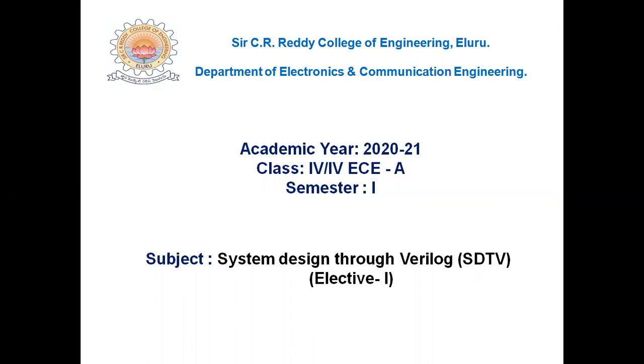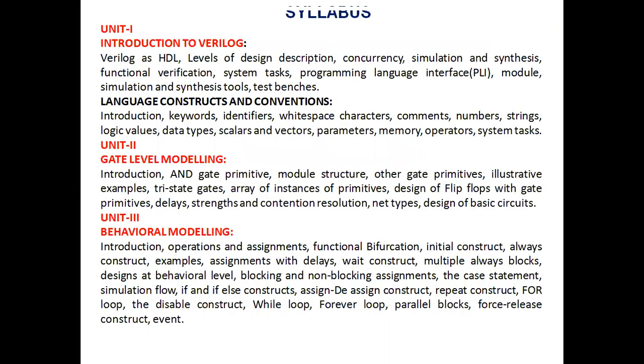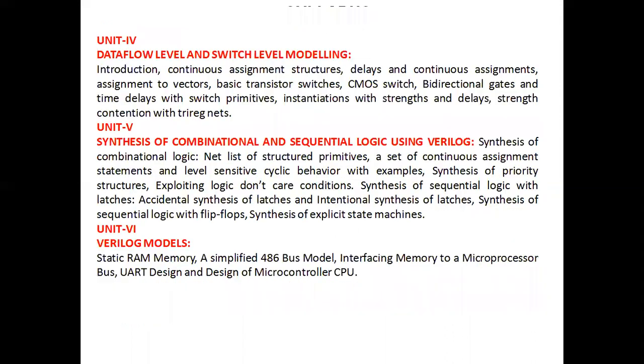Let us see the syllabus once. Totally we have 6 units. The first unit is Introduction to Verilog, the second unit Gate Level Modeling, the third unit Behavioral Modeling, the fourth unit Data Flow Level and Switch Level Modeling, the fifth unit Synthesis of Combinational and Sequential Logic using Verilog, and the sixth unit Verilog Models. So totally we have 6 units.